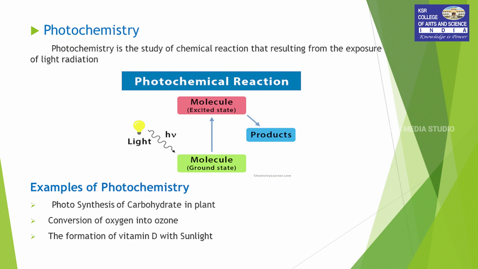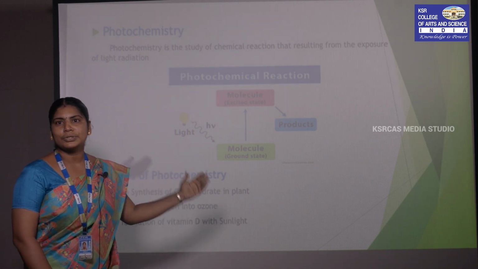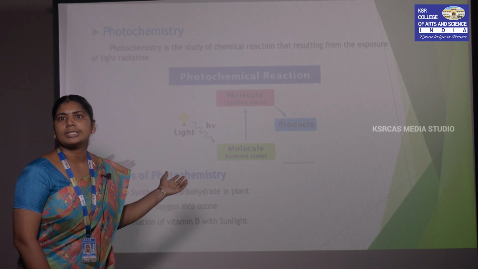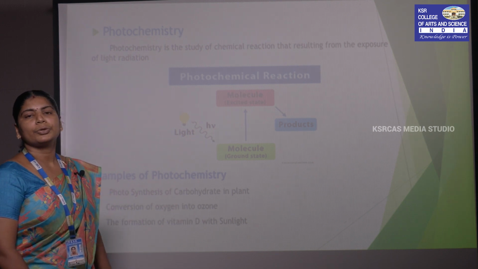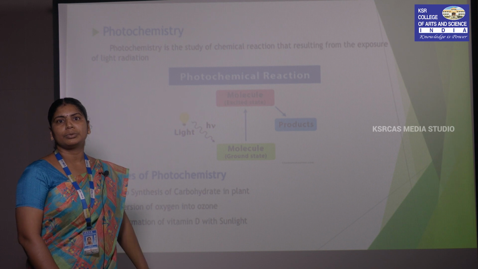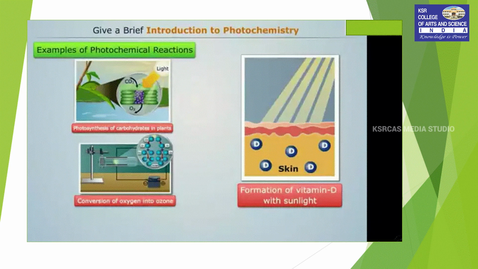When the molecule absorbs sunlight, it goes to a higher energy level and comes back to the ground state with or without emission of radiation. This process is called a photochemical reaction. Some common examples are photosynthesis of carbohydrate in plants, conversion of oxygen into ozone, and formation of vitamin D with sunlight. These are the common examples of photochemical reactions.